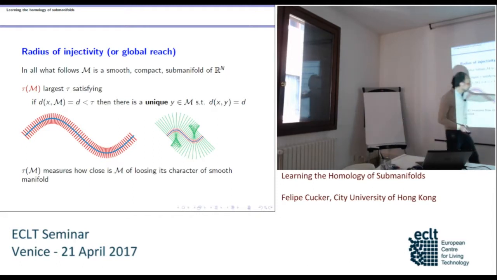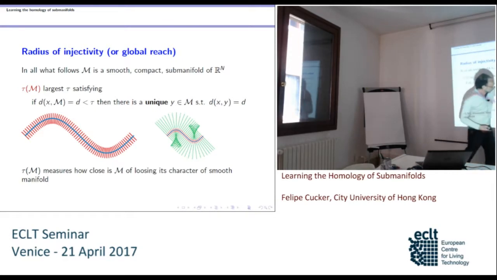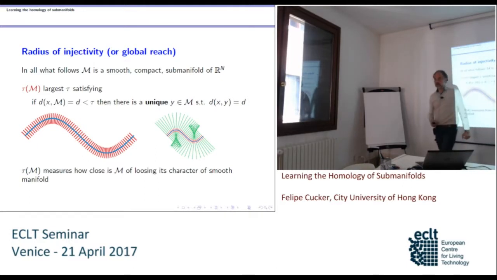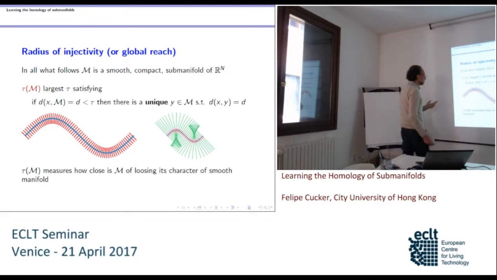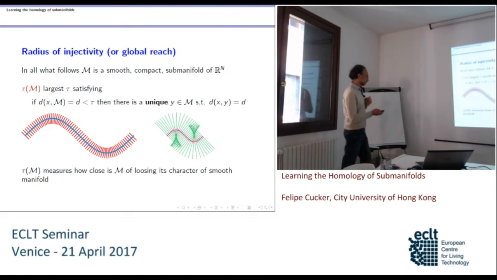Which is a little bit here. If I take here, this is small, it is the red one. But if I take a very long distance, like the green one, a point here has 2 points at the same distance. So this tau is the smallest number such that the minimization problem, find the closest point, has a unique optimum. There is a unique closest point.